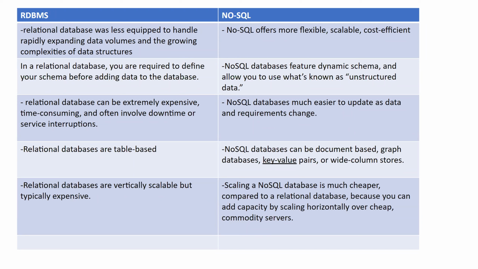Also, relational databases are table based, but in NoSQL we have document based, graph based, key value, and wide column. There are different kinds of NoSQL databases, and all are there to solve their own purposes. Document will solve one purpose, and key value will solve another. So every NoSQL database will solve some purpose of the problem. And most importantly, relational databases are vertically scalable, which is very expensive, but NoSQL is much cheaper because we can scale it horizontally in a very cheap manner.